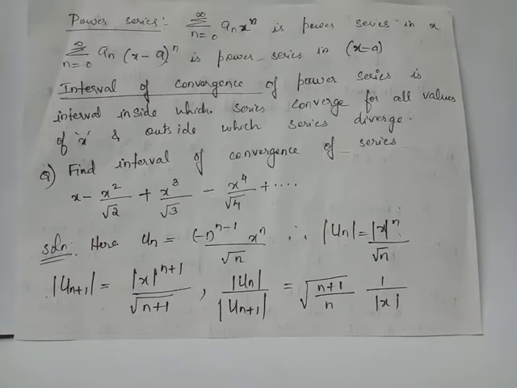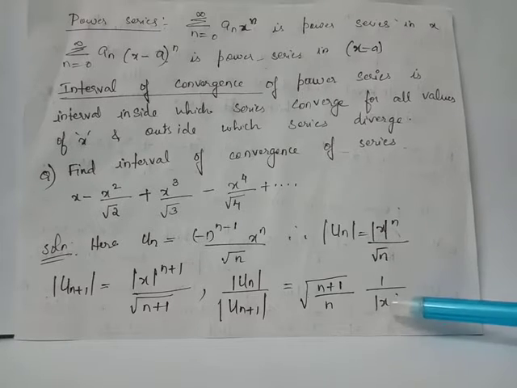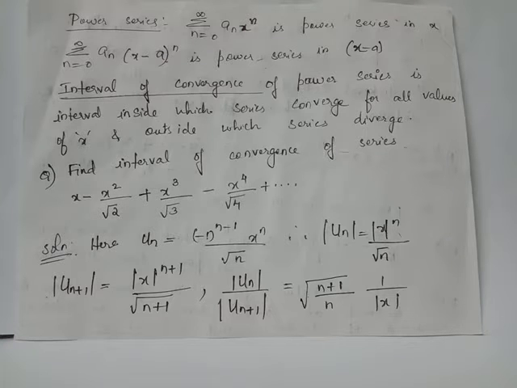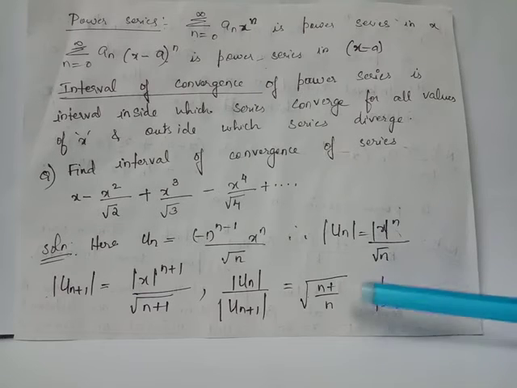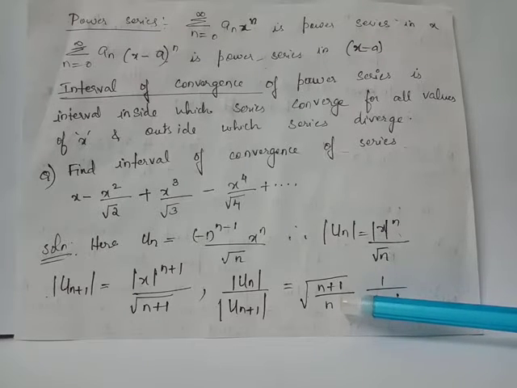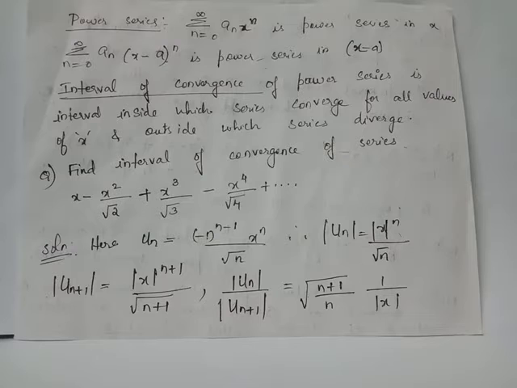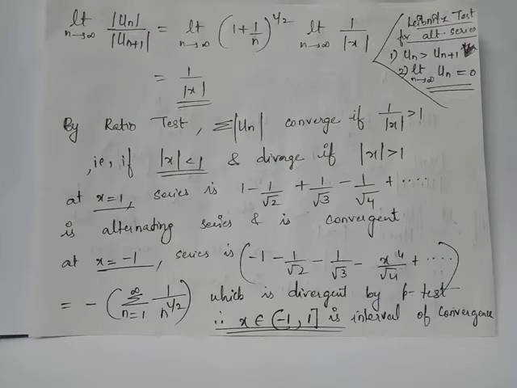We have modulus x raised to n upon modulus x raised to n plus 1 will give us 1 by modulus x, and 1 by root n upon 1 by root of n plus 1 will give us root of n plus 1 upon n, which can be written as 1 plus 1 by n the whole raised to 1 by 2, or root of 1 plus 1 by n. Now we will apply limit n tends to infinity to the expression modulus u n upon modulus u n plus 1. That is, limit n tends to infinity root of 1 plus 1 by n multiplied to limit n tends to infinity 1 by modulus x.